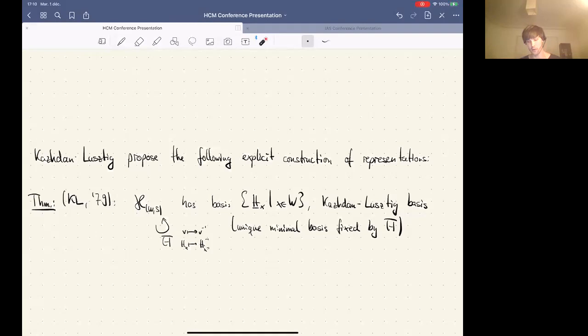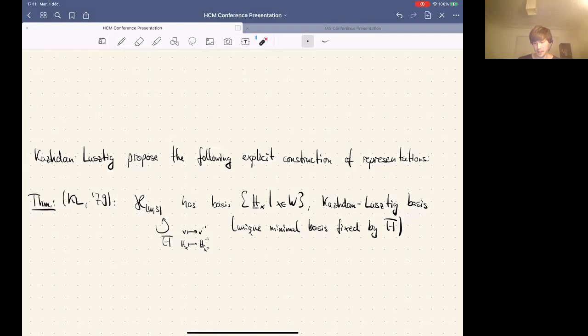Okay, and so the first step to define Kazhdan-Lusztig cells, of course, is to introduce the Kazhdan-Lusztig basis. And Kazhdan-Lusztig do this in their famous paper from 79. In some sense, this is the unique minimal basis which is fixed by the bar involution, which is a Z-linear involution on the Hecke algebra that sends v to v inverse and H_x to the inverse of H_{x inverse}. Okay, and this Kazhdan-Lusztig basis, I want to denote by underline H_x.